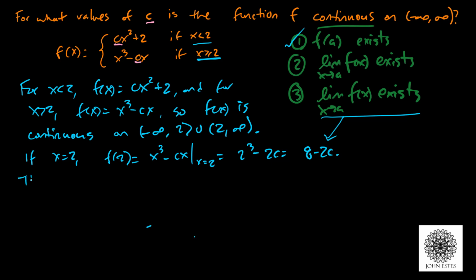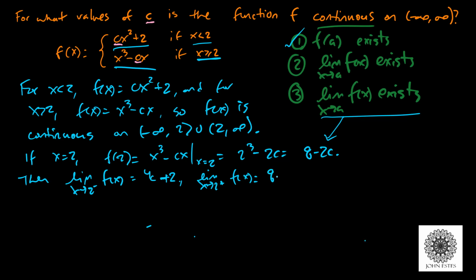So, if I take the limit as x approaches 2 from the left, then I'm on this part. I'm going to end up with c times 2 squared, so that's 4c plus 2. The limit coming from the right is this part, and we already saw what that is, 8 minus 2c. And so for the limit to exist, we need these two things to match. So solve, and this is really what the question's asking, 4c plus 2 equals 8 minus 2c.